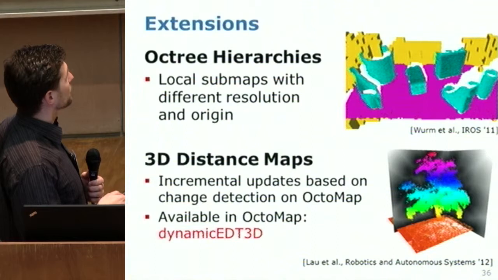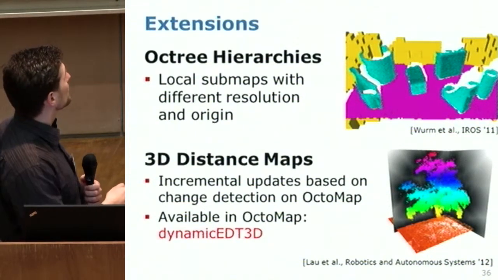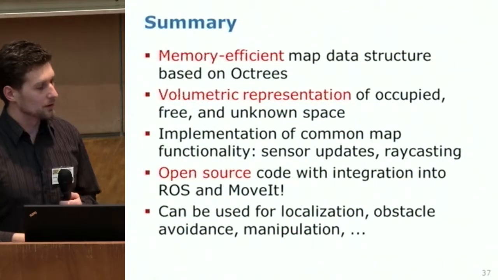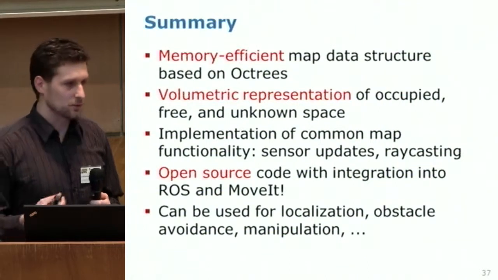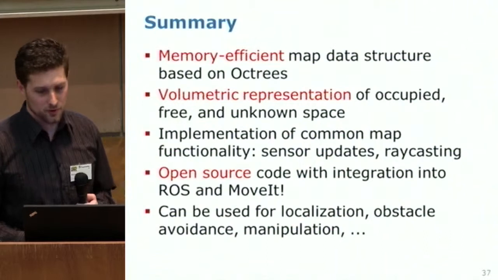which you see here based on OctoMap. They can be incrementally updated, so this could be a nice use case for collision checking. You'll see the distance map displayed here. And this is also already available in the OctoMap distribution. It's not yet released into ROS, but you can get this dynamic EDT 3D from the OctoMap homepage bundled with OctoMap.